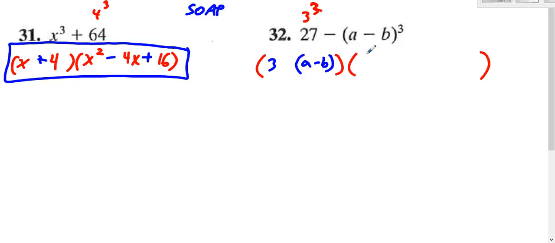And then you first square, so 3 squared is 9. Then you multiply them together. And then you square a minus b squared. And then get the signs using sum: same, opposite, always positive.